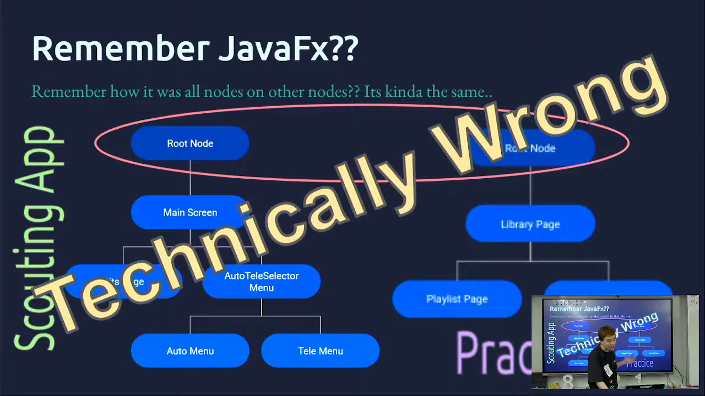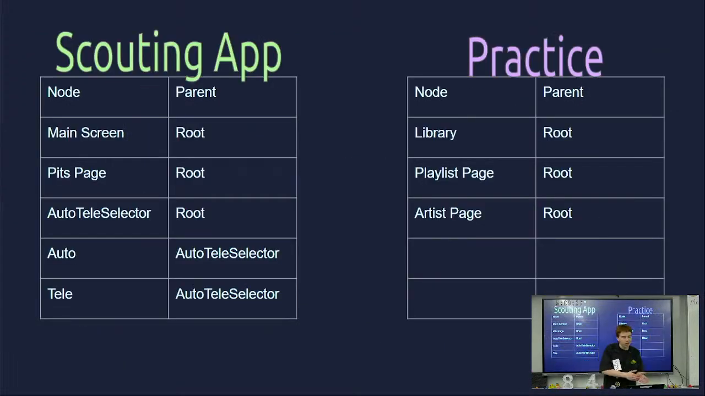Root nodes, technically this whole thing is wrong, alright? There are no real nodes in Compose. It's all kind of strung together. But how we have it is on the scouting app, the main screen is connected to the root, pitch page is connected to the root, and auto tele selector menu is connected to the root. And everything else, auto, tele, and endgame, are all connected to the auto tele selector menu. This allows us to have a little bit of... back to the diagrams.